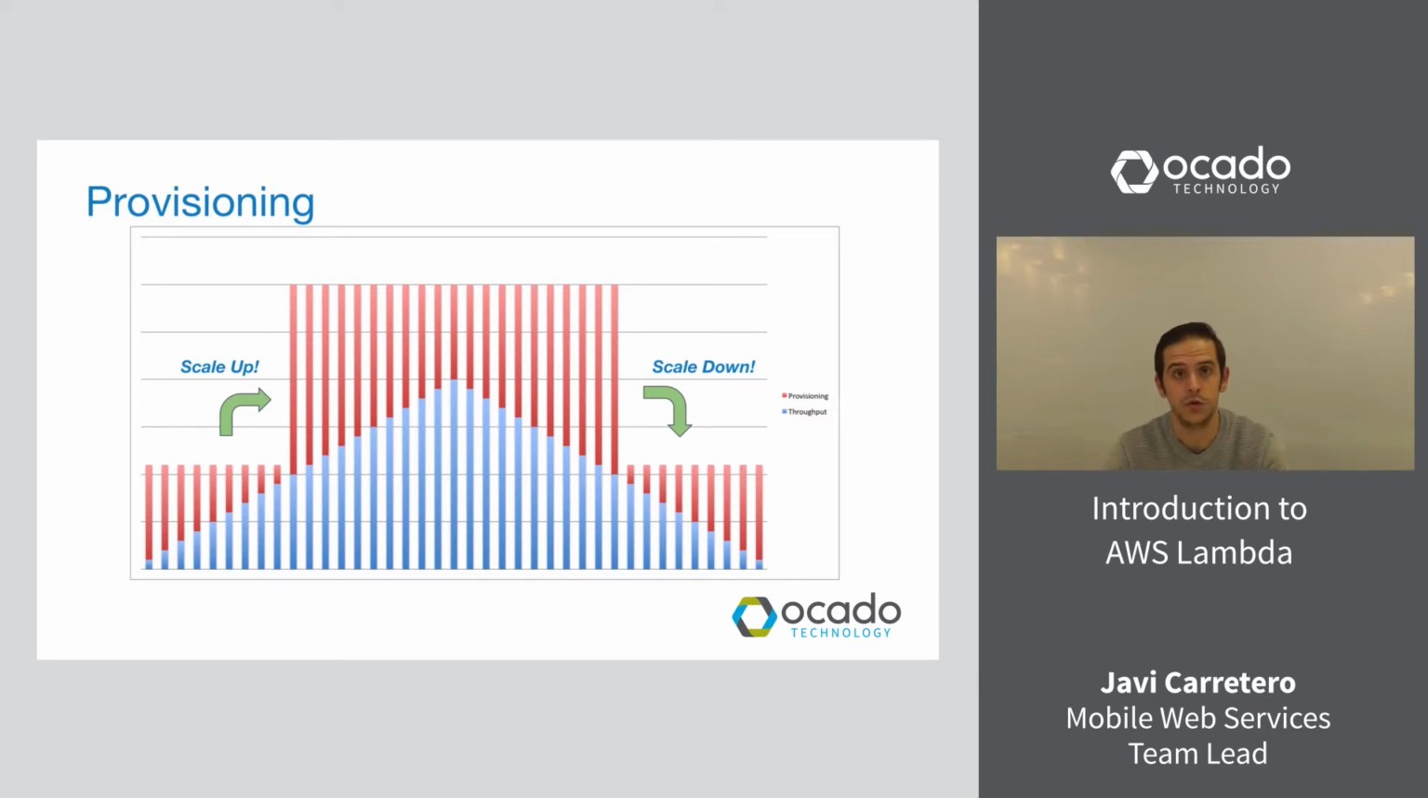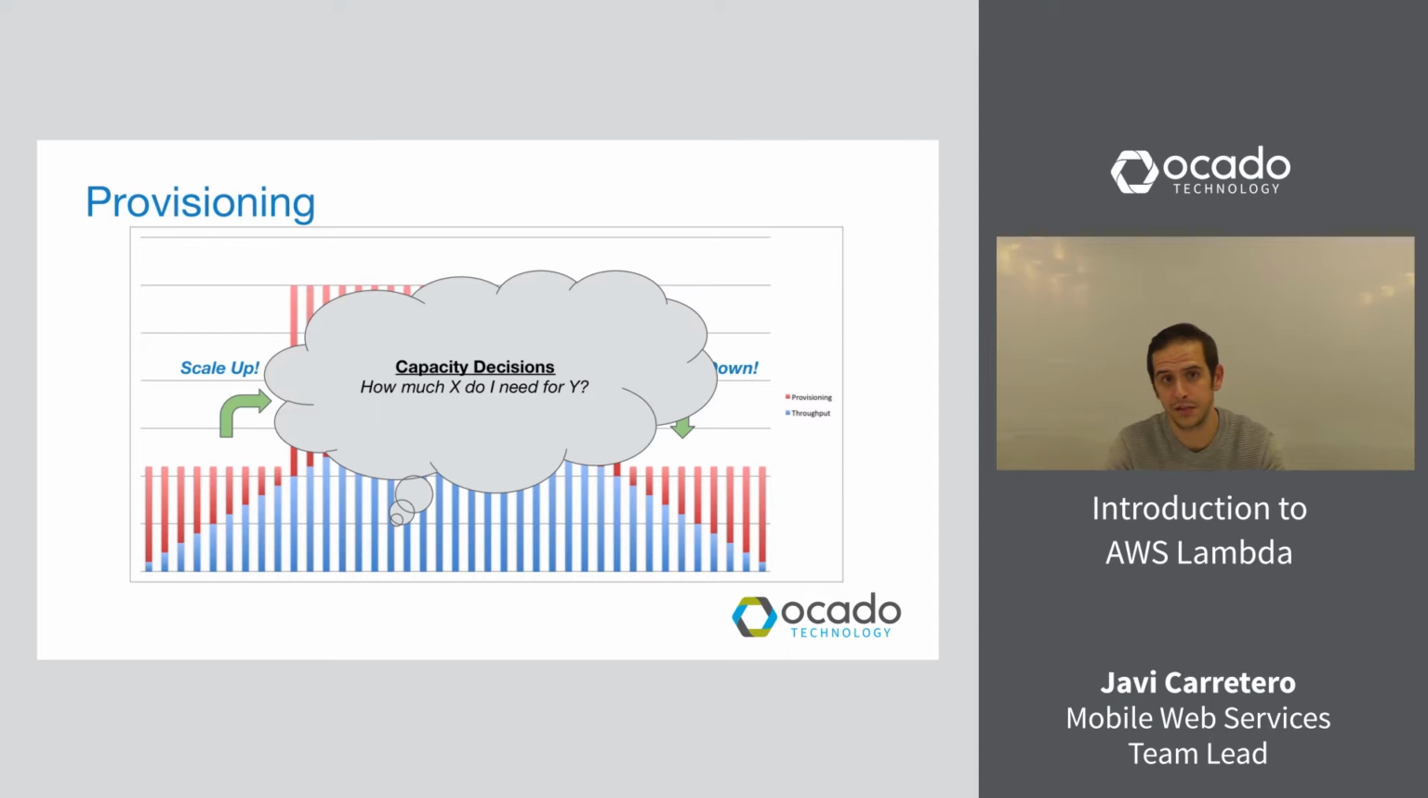As it decreases, you might want to ensure that some of that extra capacity is shut down or freed up so you don't pay when you are not utilizing them. In the end, what you're doing is resolving capacity decisions. So how much memory, how many instances do I need for my service at any given time? On the slide, you can see the capacity being drawn as red, which basically means those are extra resources you are paying for but not utilizing.